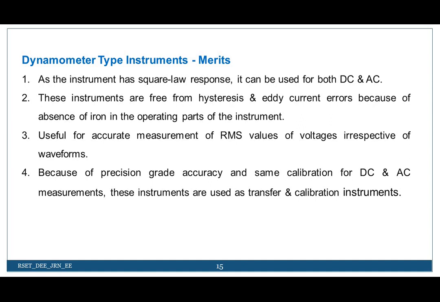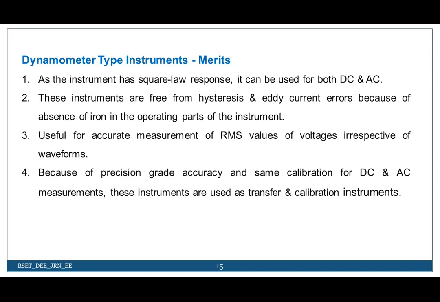Now, there are some merits and demerits. First, let us look into the merits. As the instrument has square law response, as we have seen in the expression, it can be used for both AC and DC. For AC, it gives the RMS value. These instruments are free from hysteresis and eddy current errors because of the absence of iron in the operating parts of the instrument.